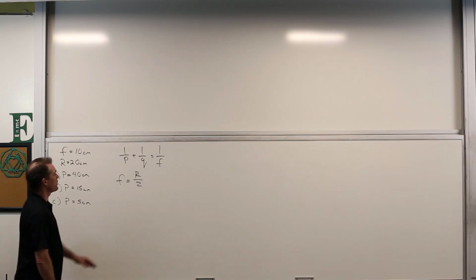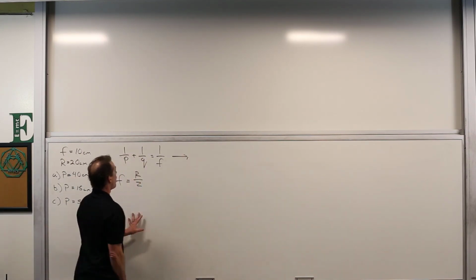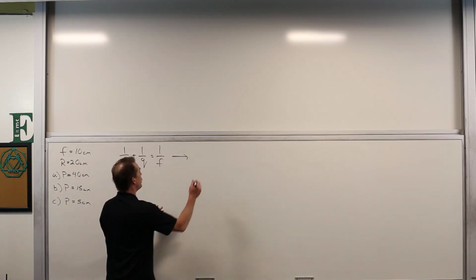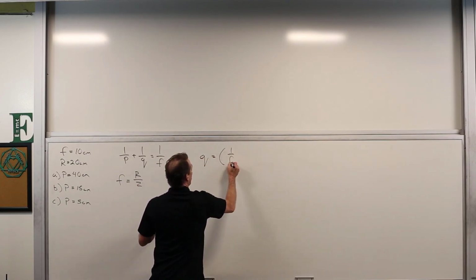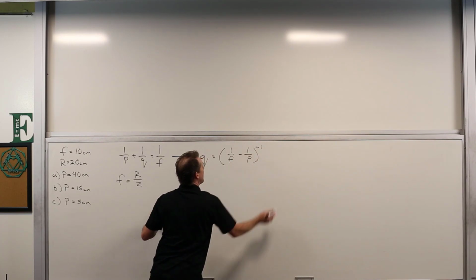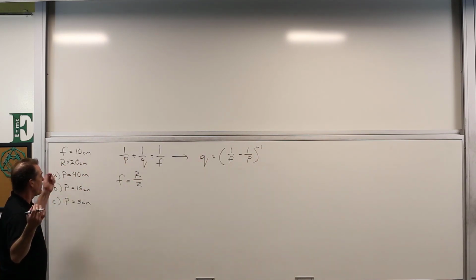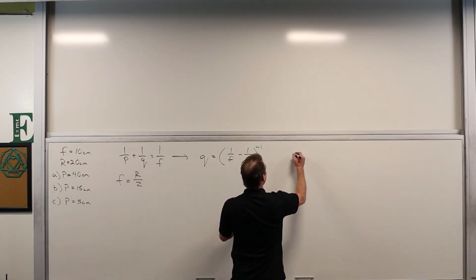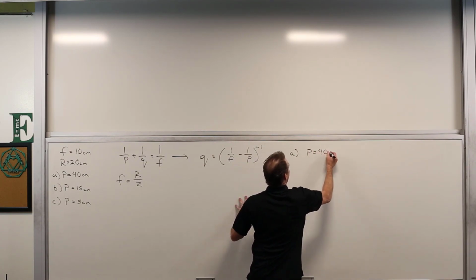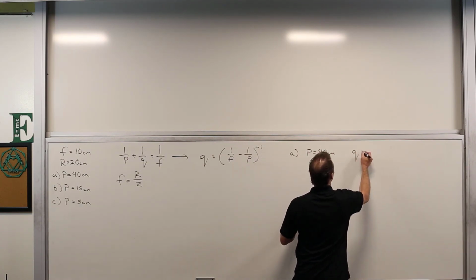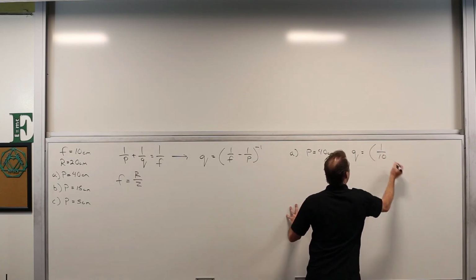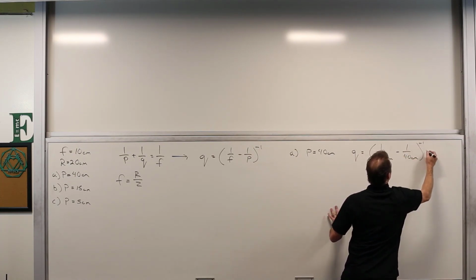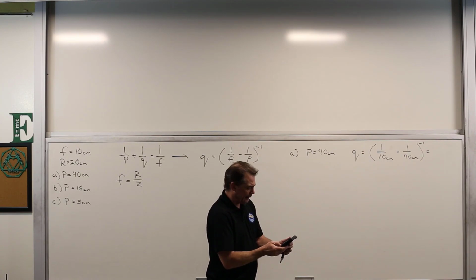Well, we can just go ahead and solve this for Q. We'll put the 1 over P on the other side, and then we'll take the inverse of both sides to get Q. Q is going to be equal to the quantity of 1 over F minus 1 over P, to the negative 1. And at that, we can go ahead and start solving this out. We'll just do part A first. So for part A, P is equal to 40 centimeters. Q is going to be equal to 1 over 10 centimeters minus 1 over 40 centimeters, to the negative 1. Let's just go ahead and put that in a nice calculator here.